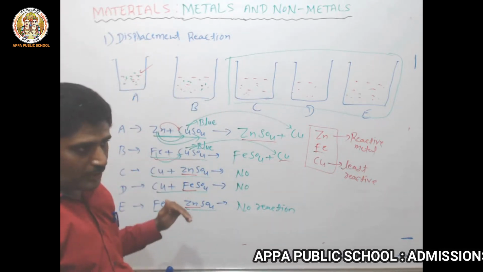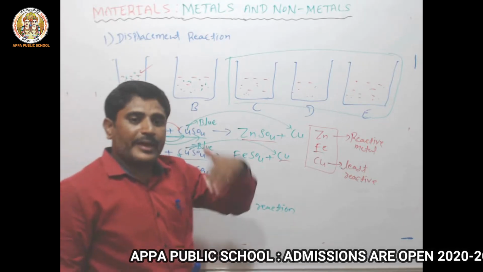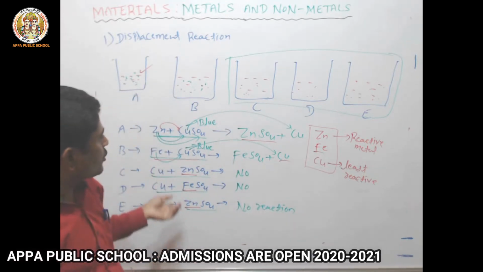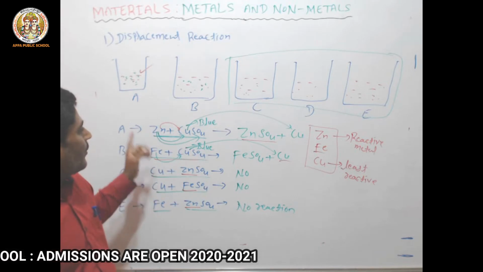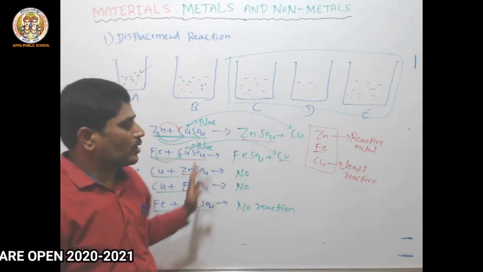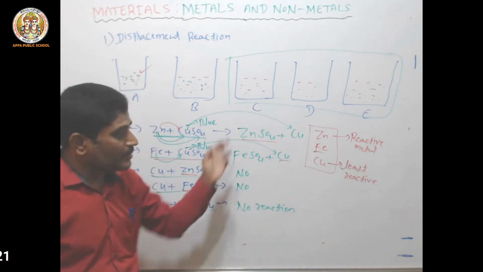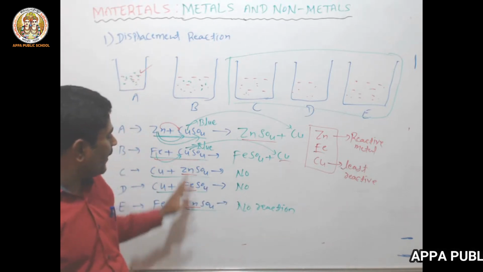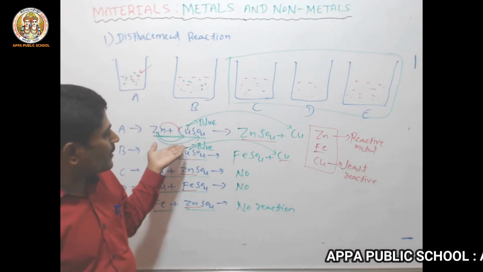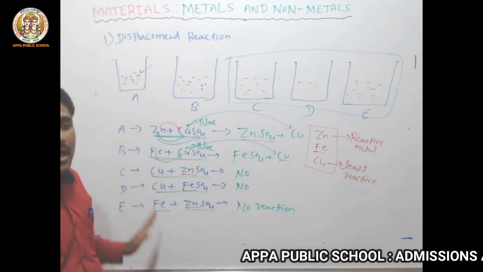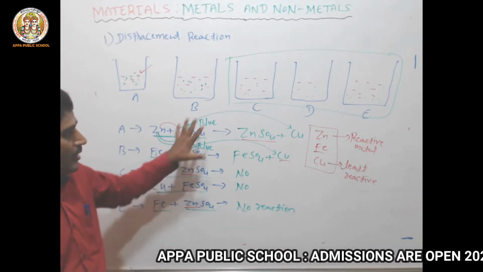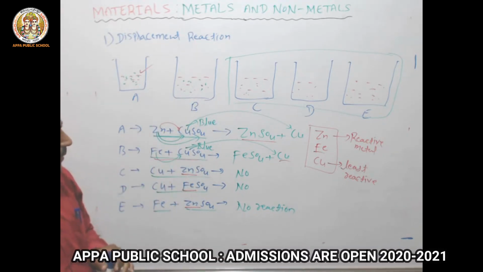Copper sulfate solution: copper is displaced from its solution by zinc because zinc is more reactive. Iron is more reactive. Copper is least reactive. That is why the copper is displaced by zinc and iron. Yes, my dear friends. Hope the point is clear.